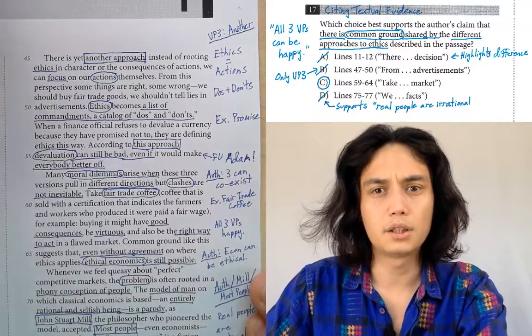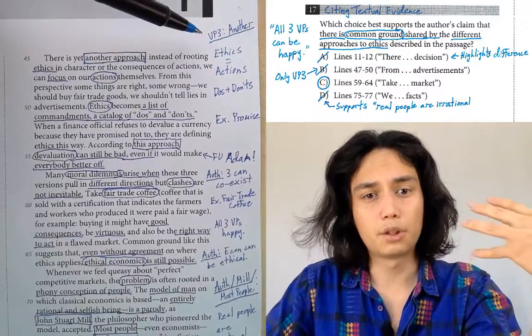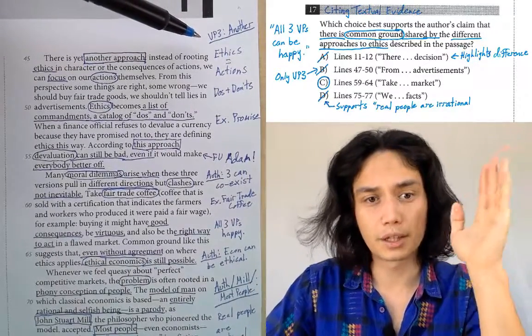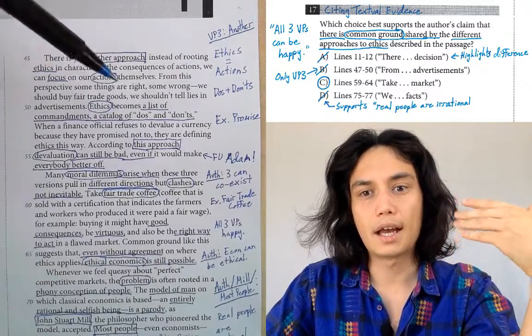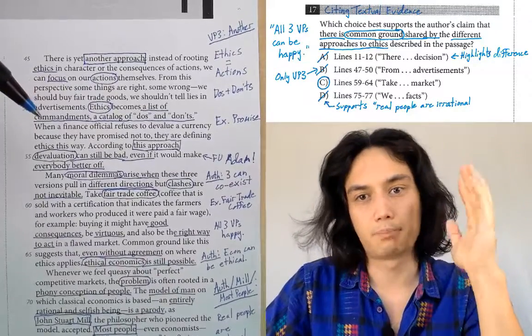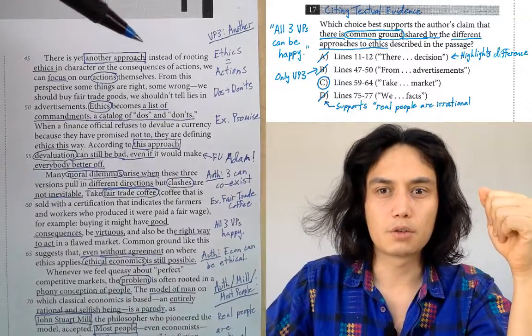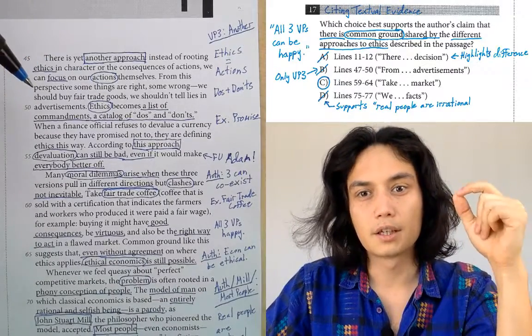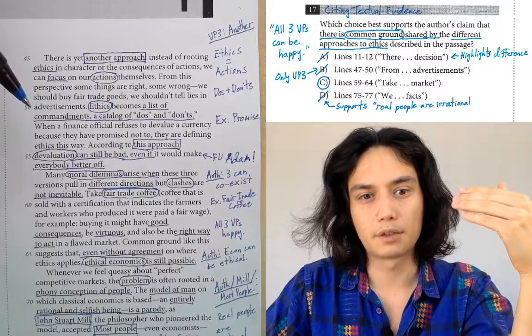What perspective? Well, it's perspective number 3. It's viewpoint number 3. And viewpoint number 3 is the part where people think that ethics is about actions. This is an approach where you can root ethics in actions. Ethics is a list of do's and don'ts. Don't break promises. Don't punch babies. That kind of thing. Okay? So from this perspective, some things are right and some are wrong. We should buy fair trade goods. We shouldn't tell lies in advertisements.